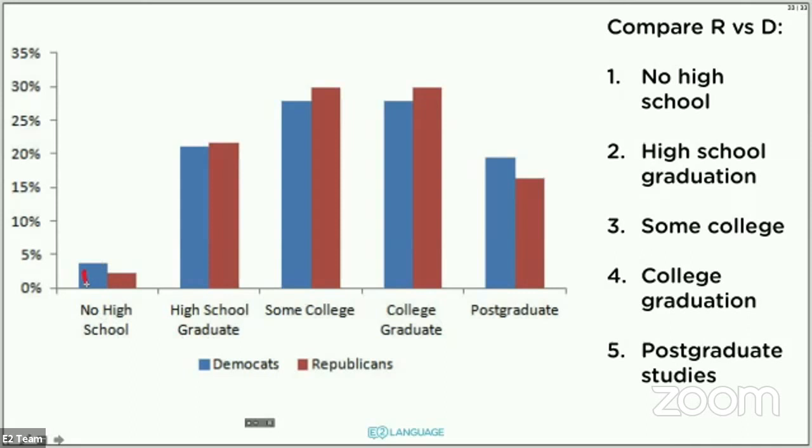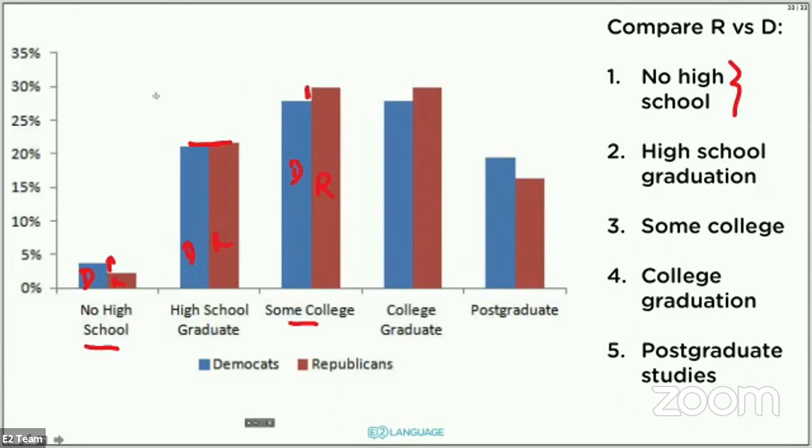So I want to compare Democrats and Republicans in terms of those who did not finish high school, and I want to write one sentence about no high school. Then I want to talk about high school graduates, Democrats and Republicans, and say it's almost equal. Here, slightly more Democrats did not finish high school. Then I'm going to talk about some college, and say more Republicans had achieved some college education than Democrats.